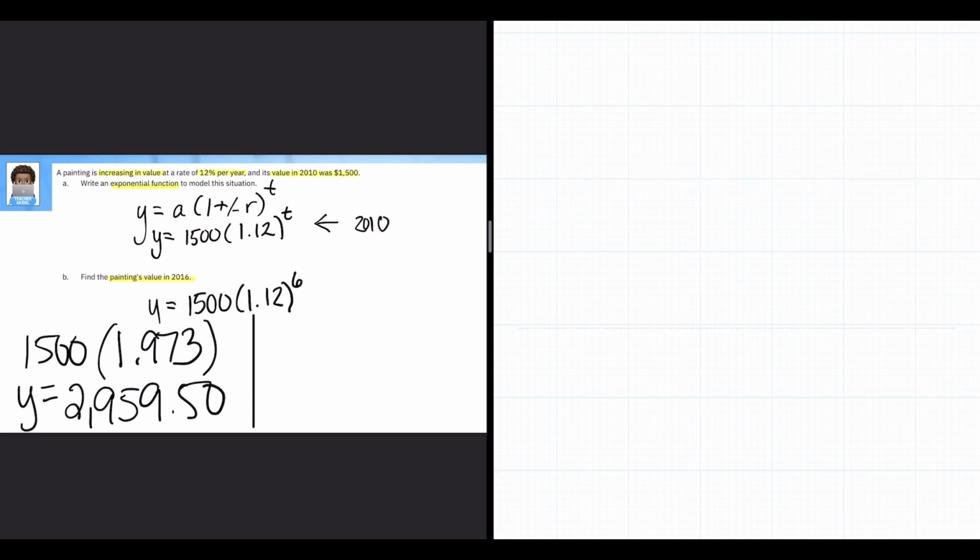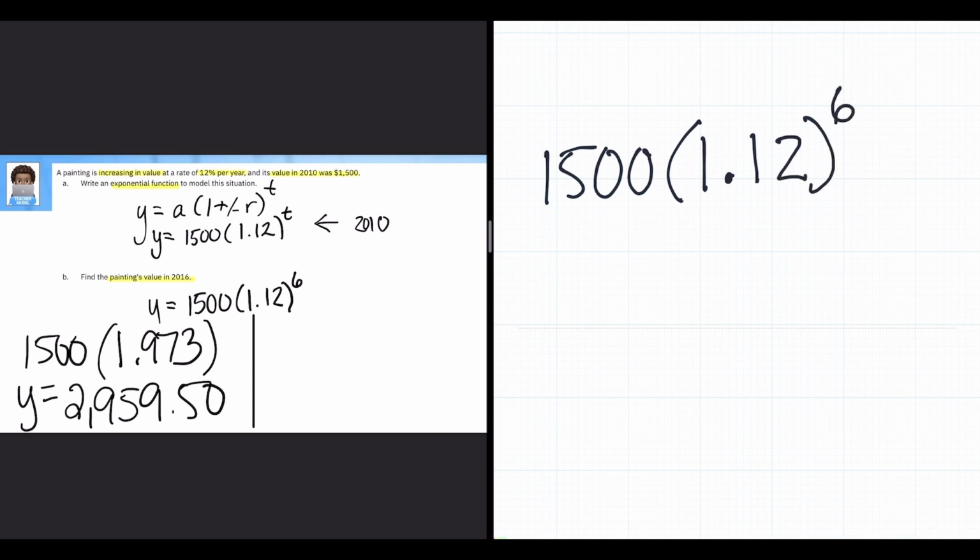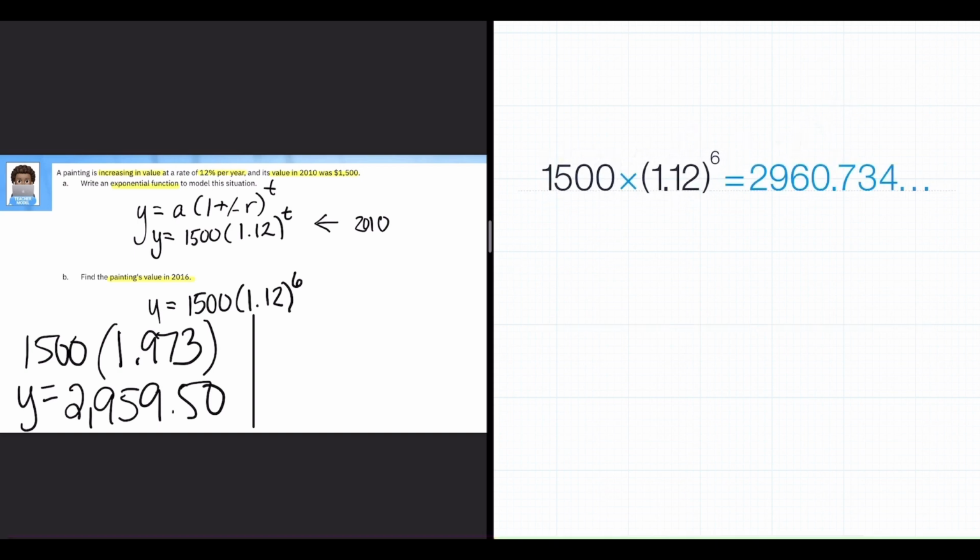$2,959.50. Now I want to compare this to if I wrote this down as one entire expression in my calculator. So 1,500 times 1.12 to the 6th power. And you can see it is just slightly different, ever so slightly different. $2,960.73. So it's a difference of only $1.23, but that's only from the rounding that happened with the exponent.